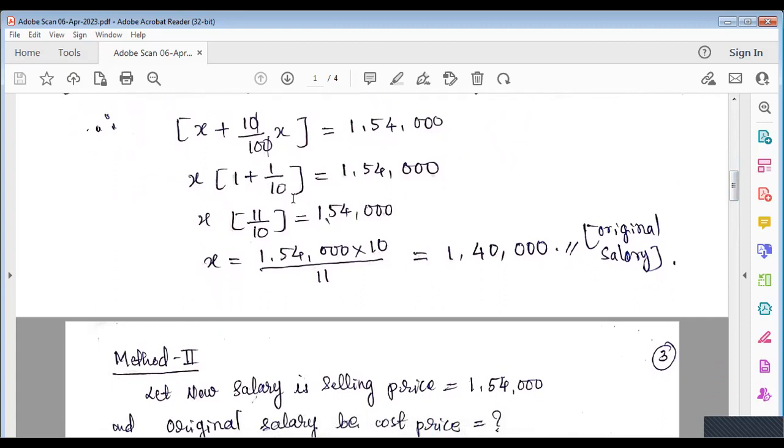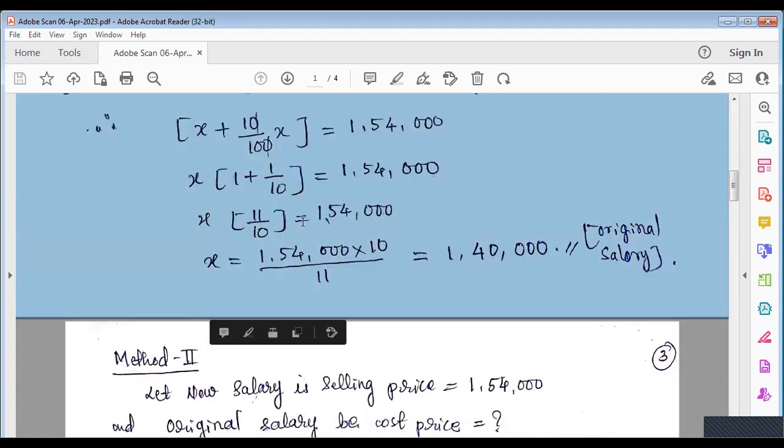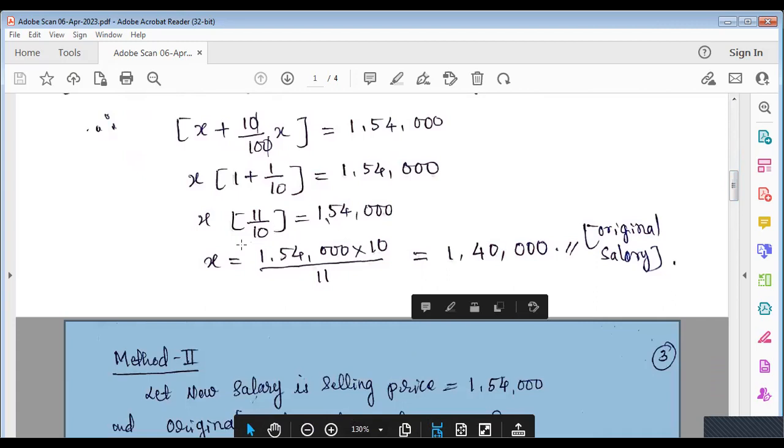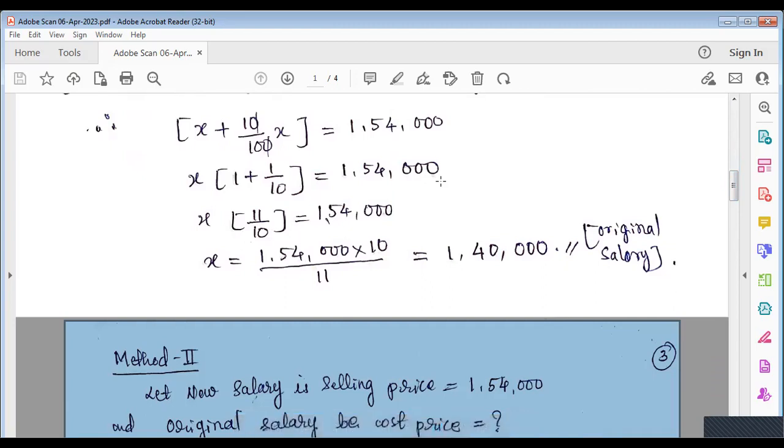And next we have to calculate this X, which is the original salary of the person. So therefore you have to take this 11 by 10 to RHS. RHS means right hand side. So when this 11 by 10 goes to RHS, the 10 goes to the numerator and 11 goes to the denominator. So X is equal to 1,54,000 into 10 divided by 11, and this becomes equal to 1,40,000.